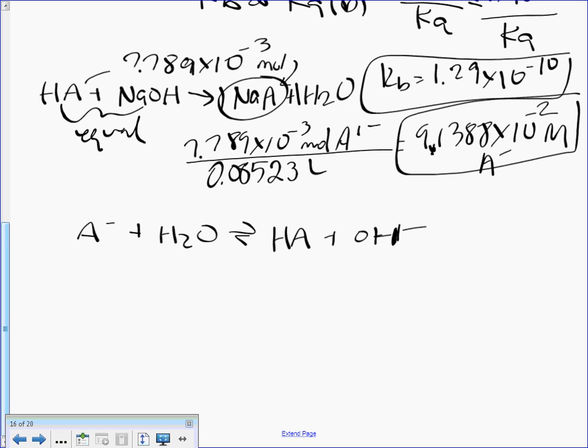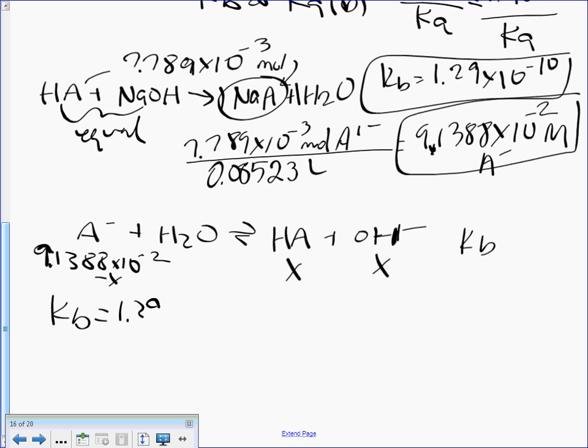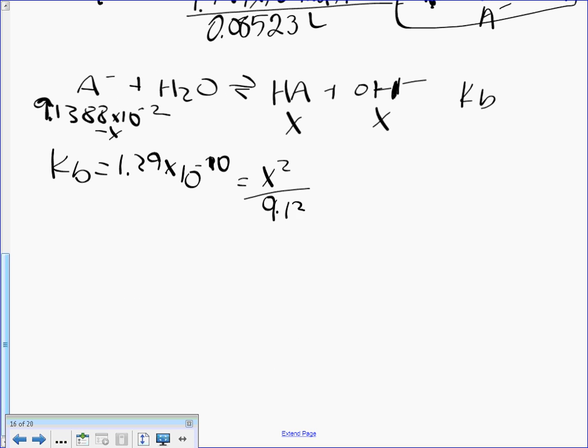Then what else do I already have for part C? The Kb value, right? I have the Kb. So really, I'm setting up an ice box. I have my concentration, 9.1388 times 10 to the negative 2. I have 0 of both of these products initially. I subtract x, add x, add x. So then I know my Kb value was 1.29 times 10 to the negative 10, and I know that equals x squared over 9.1388 times 10 to the negative 2 minus x.